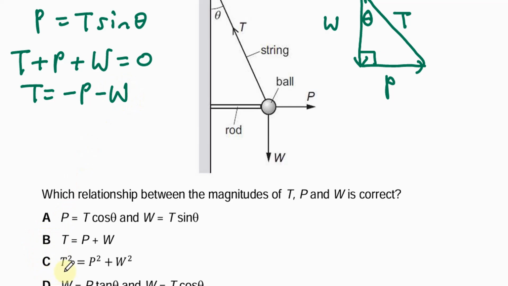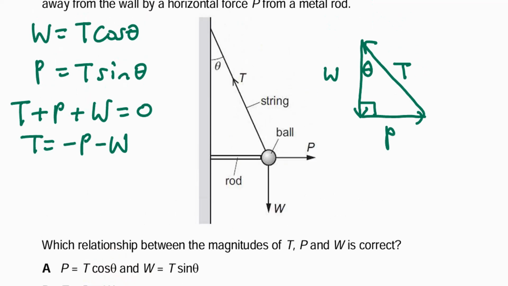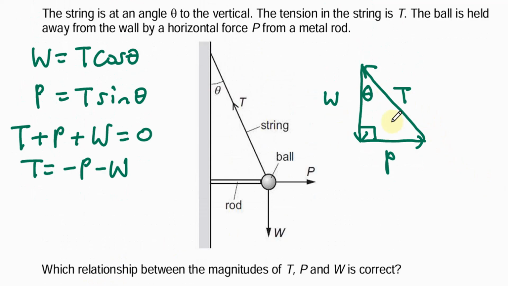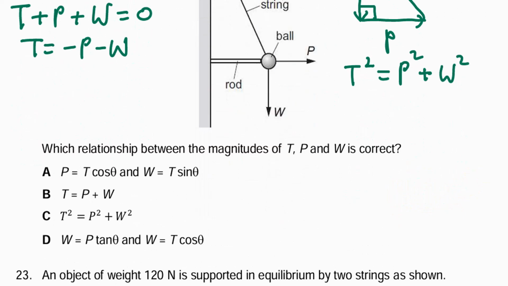Let's look at C. It says T squared equals P squared plus W squared. We know that this is a Pythagorean triangle. So the hypotenuse squared, T squared, will equal the sum of the squares of the two short sides. So T squared, the hypotenuse squared, will equal P squared plus W squared. And so we can see that C is the correct answer.